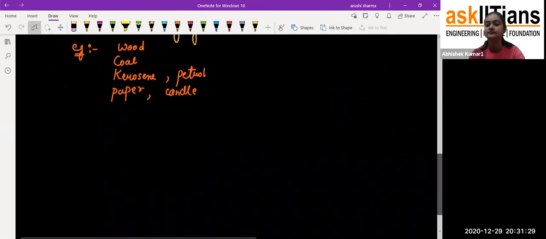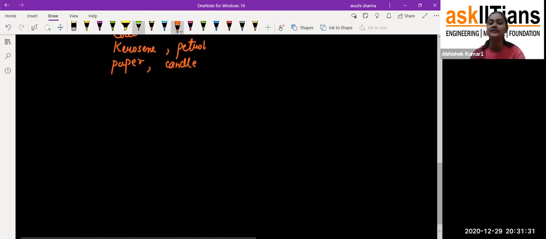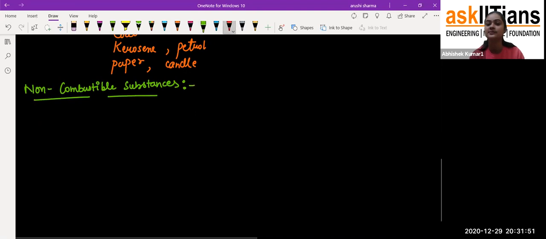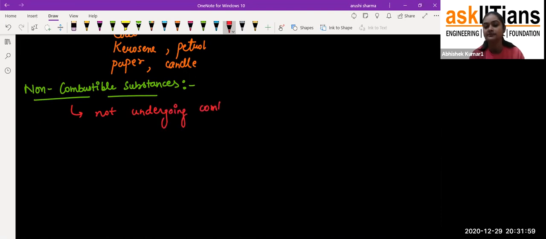Now coming to the next part, the non-combustible substances. From the word non-combustible, you can easily recall that non-combustible substances are those substances which do not undergo the combustion process.